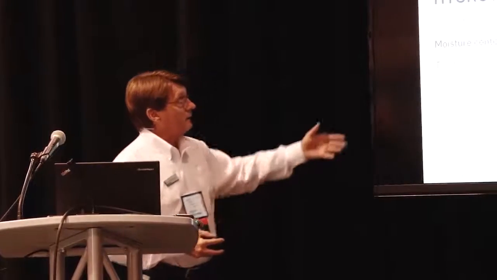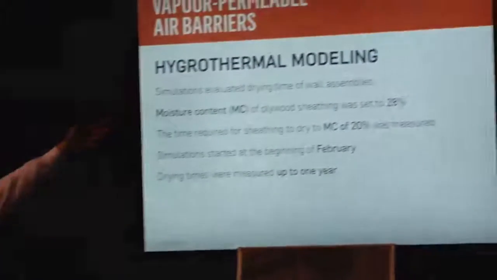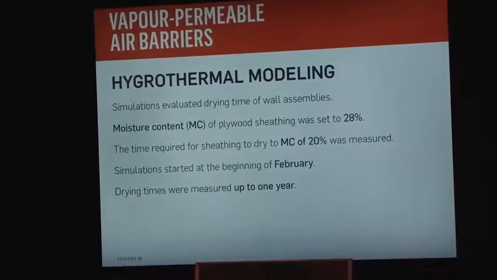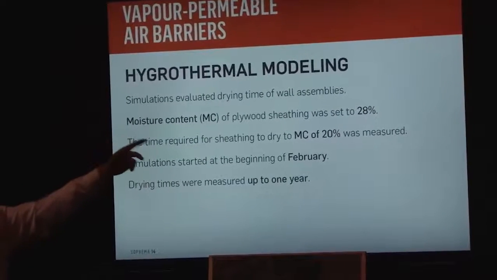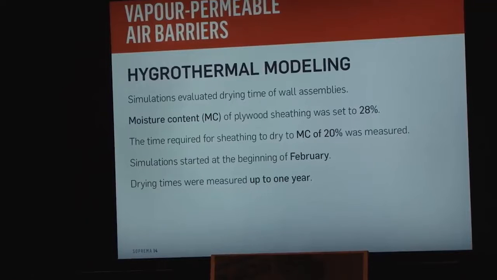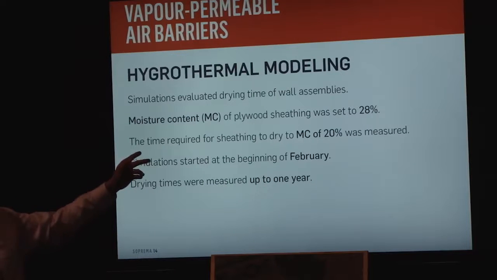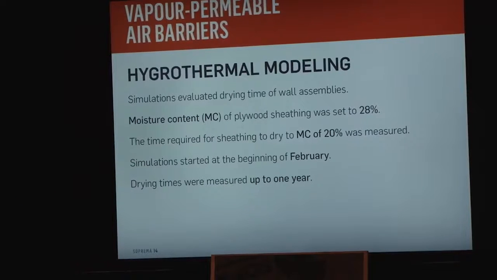So in the modeling, the simulations were to take a look at the drying time of different wall assemblies. The moisture content of the sheathing board used in the assembly was increased to 28%. What we were looking at is the time for that board to go down to 20%, which is normally what we see in buildings. So again, this is looking at the drying time required. The simulation started in February, and we ran it for a full year using different materials in the assembly to get a good calibration of what is the right number.